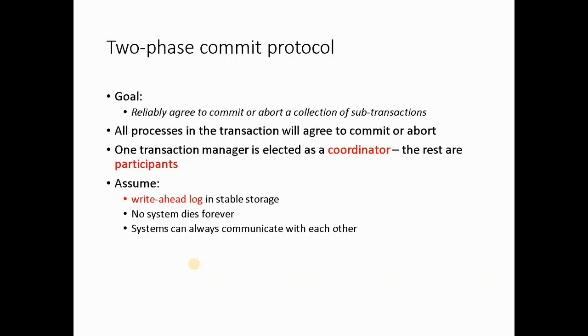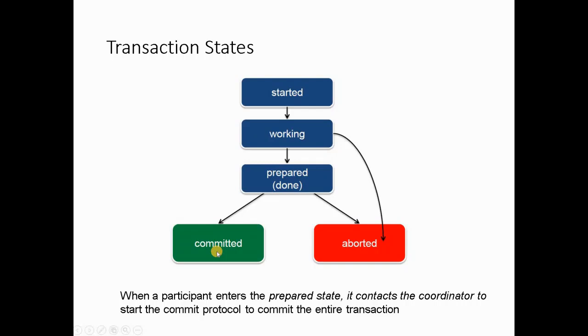So this means that before you perform the actual task, you are going to write in the log. It also assumes that there are no permanent failures in the systems. No system dies forever, which means it will come back. And systems can always communicate with each other. With those assumptions, we can look at what exactly happens.